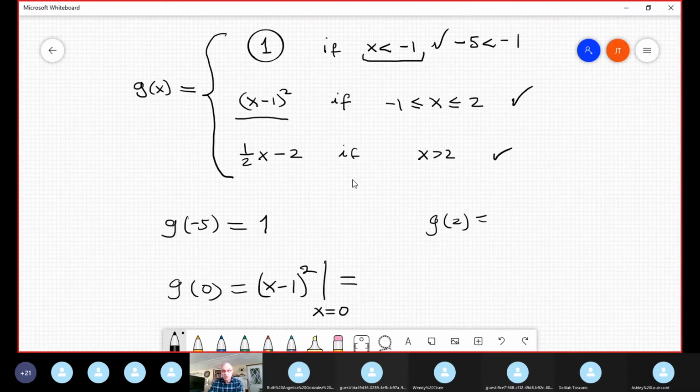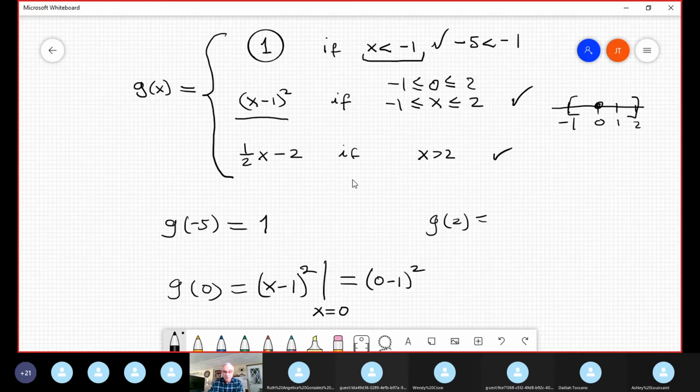Look, so you plug in 0 here, and it satisfies both conditions. 0 is less than 2 and greater than -1, so it belongs. Another way to visualize this idea is -1, 0, 1, 2. 0 is inside the interval from -1 to 2. One image is much better than 1,000 words, and much better than 1,000 mathematical symbols. So now plugging in 0 here is 0 minus 1 squared, which is -1 squared.